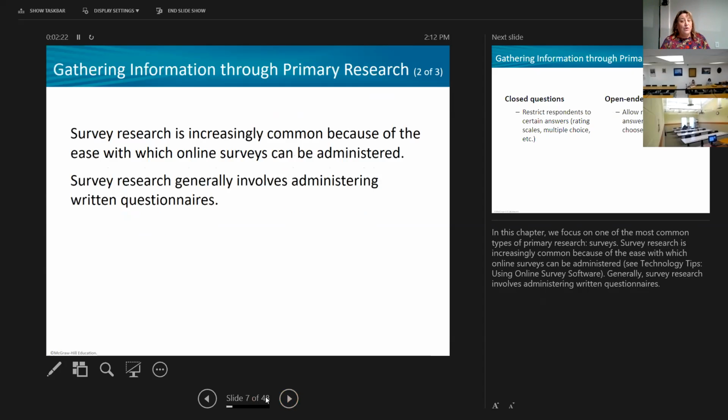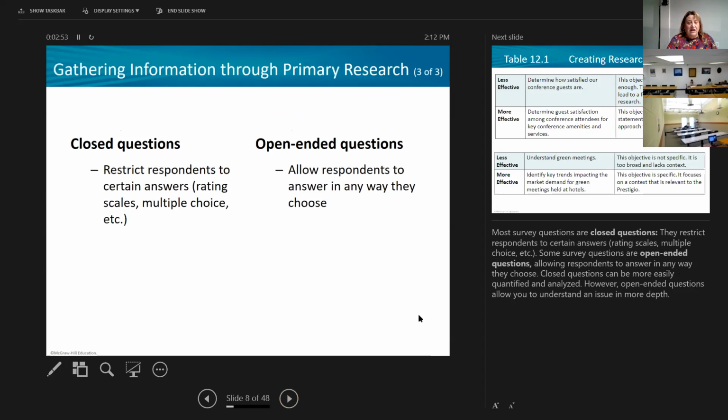However, we are seeing more and more survey research taking place because we can administer surveys so much more easily than we used to be able to by using the computer now. You've probably heard of SurveyMonkey. That's one of the top survey generators that is used a lot. Usually there's some type of written questionnaire that has to be administered to a population of people.